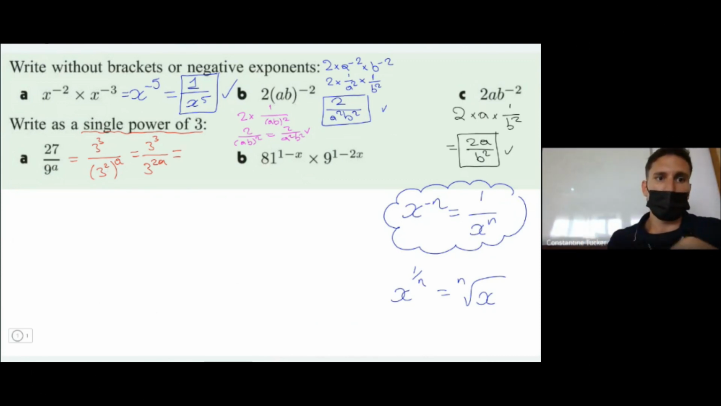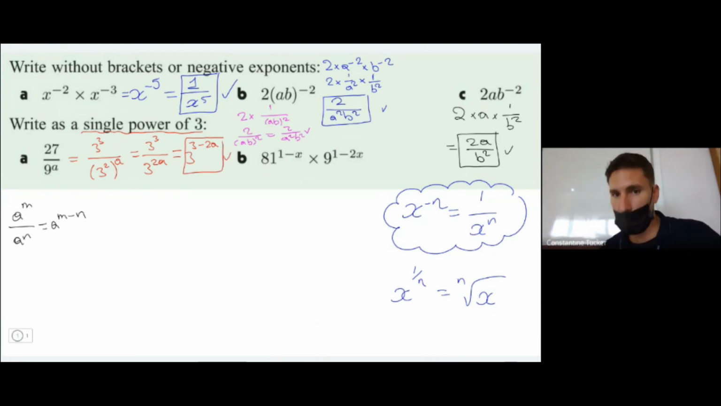So let's remember a to the power of m divided by a to the power of n is equal to a to the power of m minus n. And that's what we're using here. So it's what I just said, 3 to the power of 3 minus 2a. That would be a single power of 3. That is it. And moving on to the last one here, let's keep working with red.